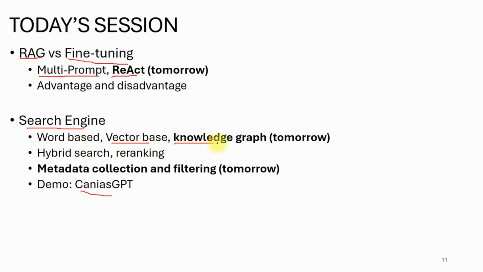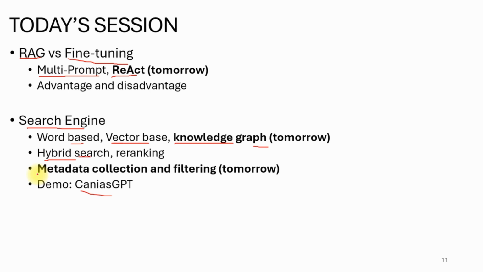Actually, I also want to talk about knowledge graph. It's very helpful in RAG, but maybe it's better to move to tomorrow. And then I will talk about hybrid search and re-ranking, such as how to combine both word-based and vector-based. Instead of using one method, we can combine two, then we can make a really good engine.